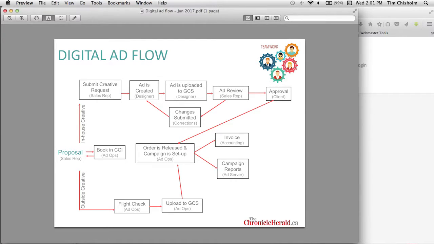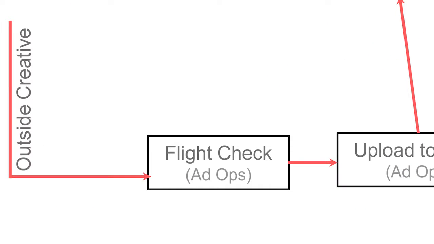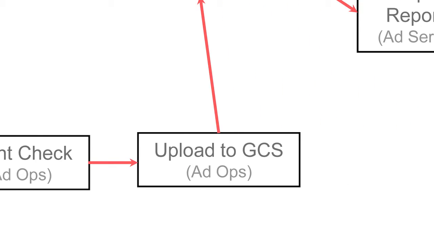If the client is submitting the creative, the sales rep simply forwards it to digitalads@herald.ca. Be sure to reference the booking ID in the subject line and email. AdOps will then flight check the creative. This means we are checking to make sure the ad meets online advertising standards. Once approved, AdOps uploads the creative to GCS.